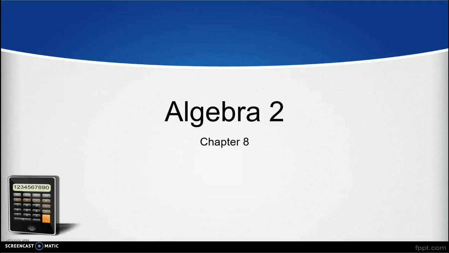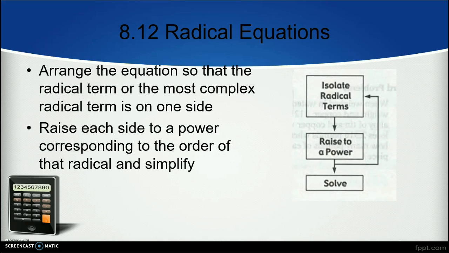Today we'll be going over Chapter 8 in the book of Algebra 2. So we're talking about radical equations. When we talk about radical equations, we're talking about equations that are completely free of radicals. And those resulting equations are going to be linear equations, which then can be solved for unknown variables.